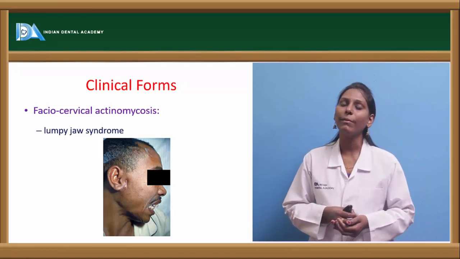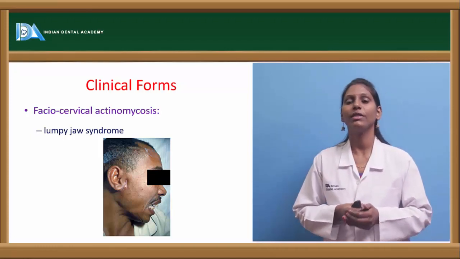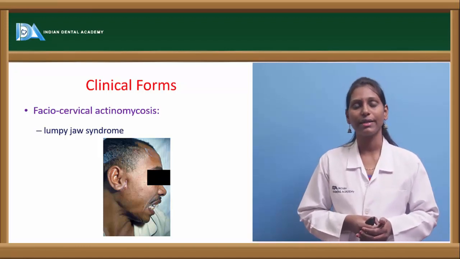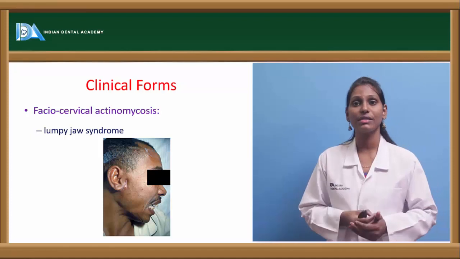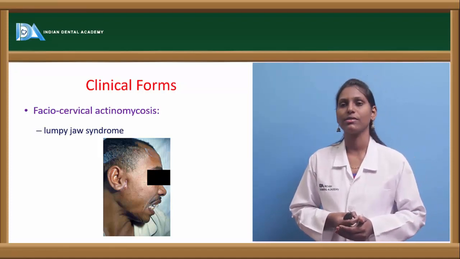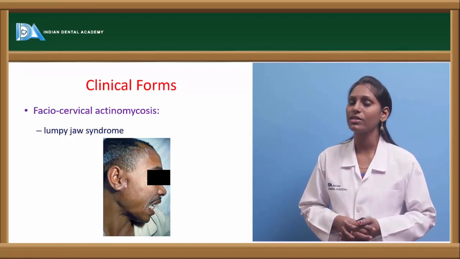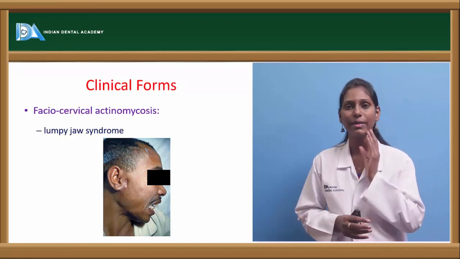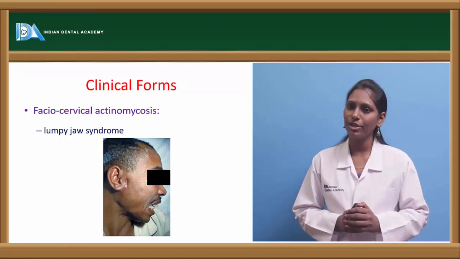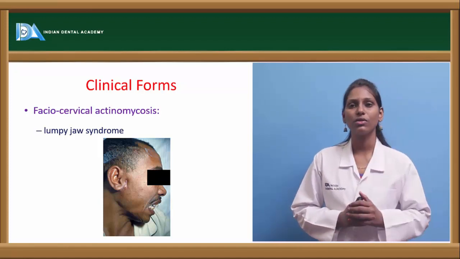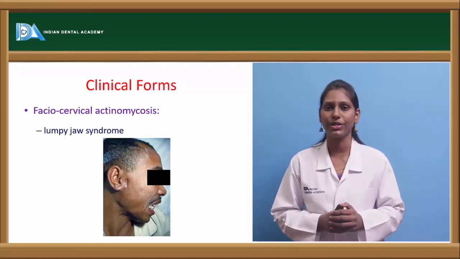Now coming to clinical forms, actinomycosis has three major clinical forms. The most predominant one is cervicofacial actinomycosis. We also have pulmonary, genital and gastrointestinal actinomycosis. Coming to cervicofacial actinomycosis, the most common site is the mandible, especially the posterior part of the mandible. Because of its appearance, it is also called lumpy jaw syndrome.